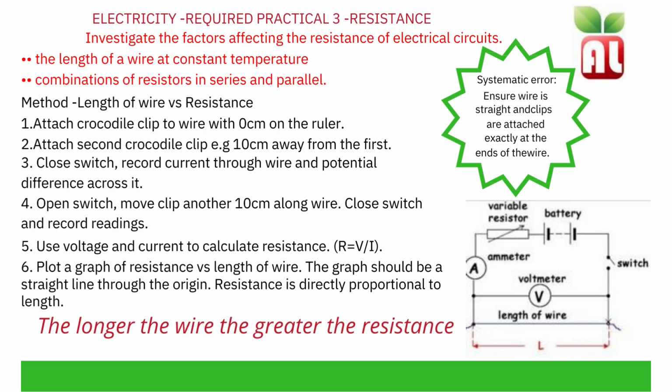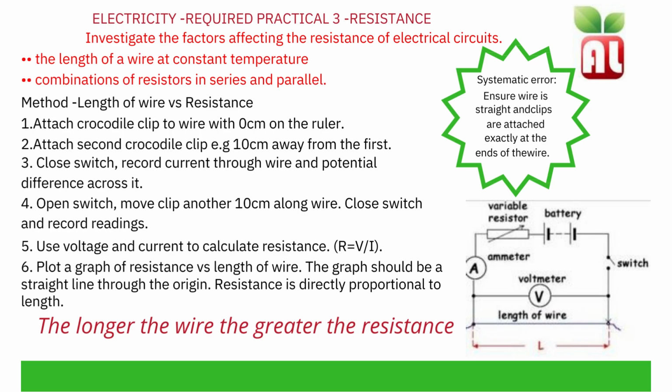Close the switch and record the current through the wire and the potential difference across it. Open the switch, move the clip another 10 centimeters along the wire, close the switch and record readings. Repeat for another 5 measurements. Use voltage and current to calculate resistance using Ohm's law and the equation V equals I times R. Rearrange this to get R equals V divided by I, or resistance equals voltage divided by current.